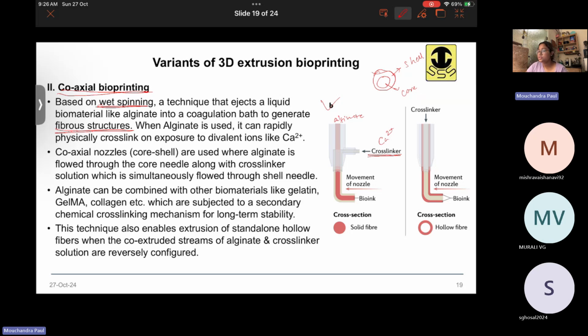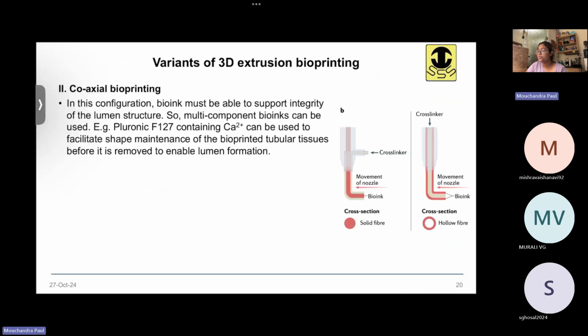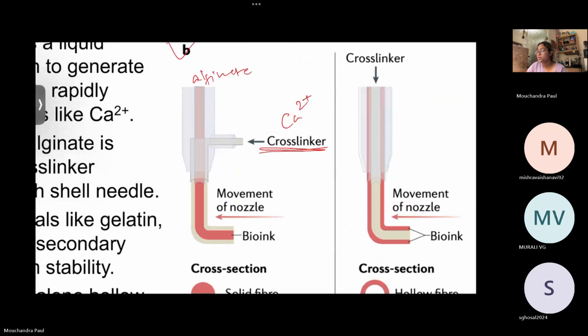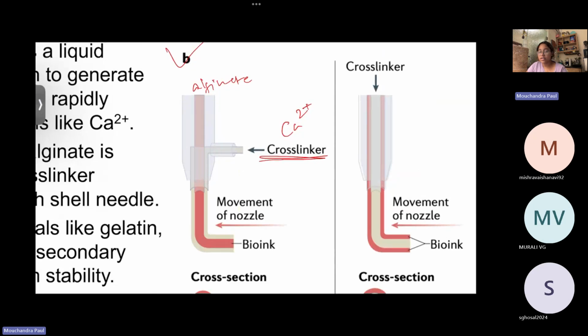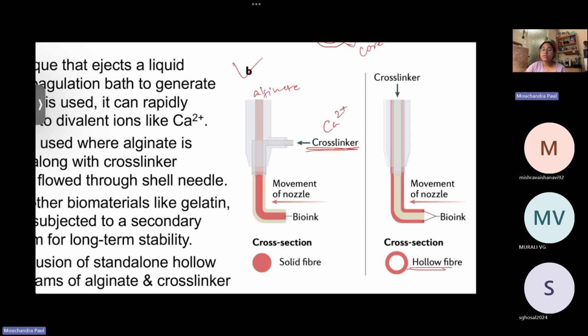Second configuration, what you do, you flow crosslinker solution, calcium ion containing crosslinker solution, through the core of the needle. All right, and in the shell you flow alginate. Then what happens? Alginate is now cross-linked in the form of hollow fiber, because the crosslinker is just water, right? Water with calcium, and it will definitely flow out.